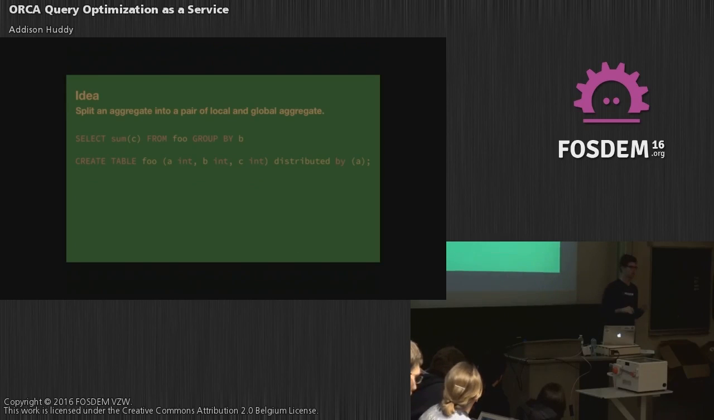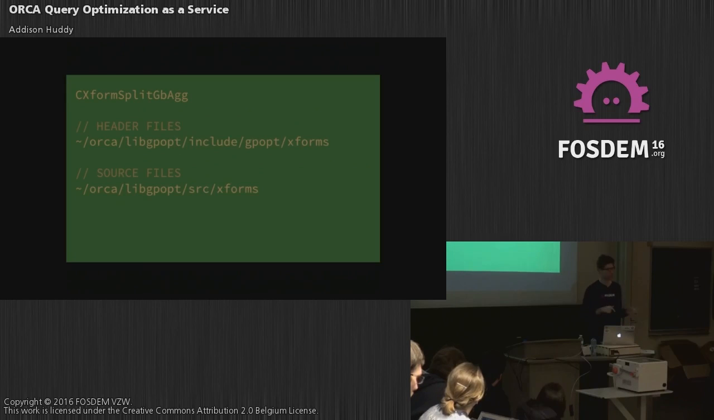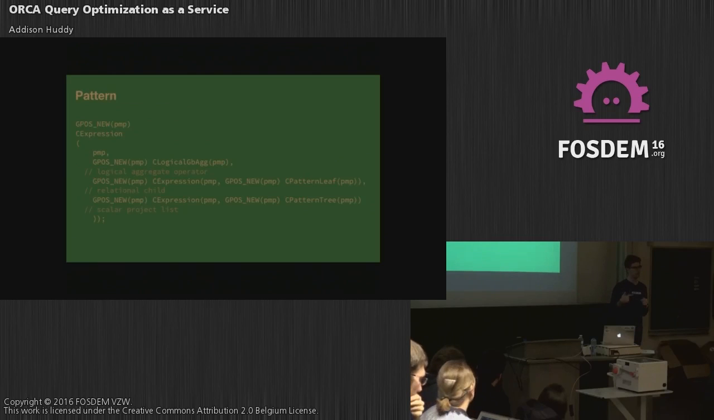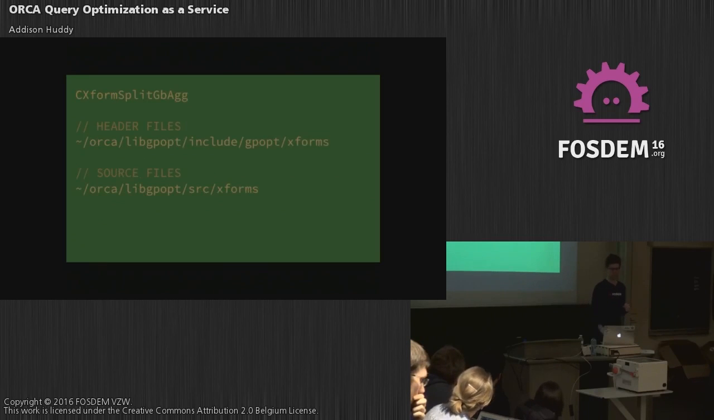With me? Cool? All right. Next step. We're going to create two files. This is where the source files are and the header files are, so you know. So when you look later and you're going to add a transformation, this is what you do. It follows a pretty basic pattern when adding these transformations. So our transformation is going to be called CXformSplitGlobalAgg.